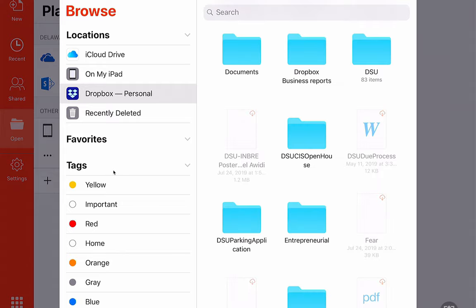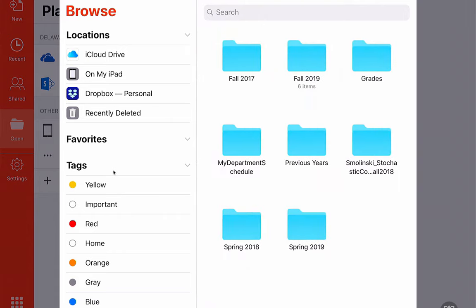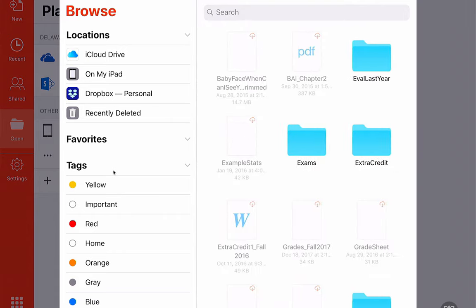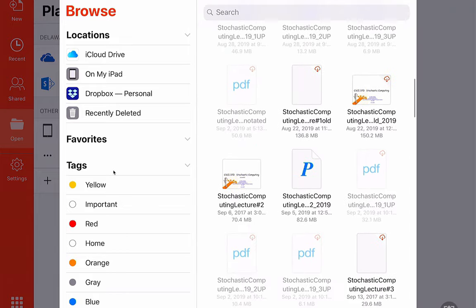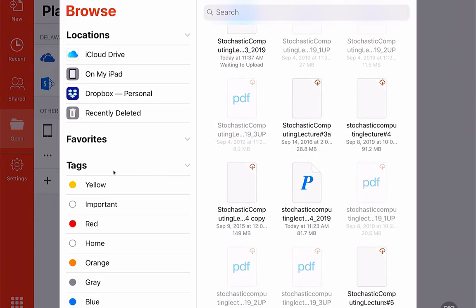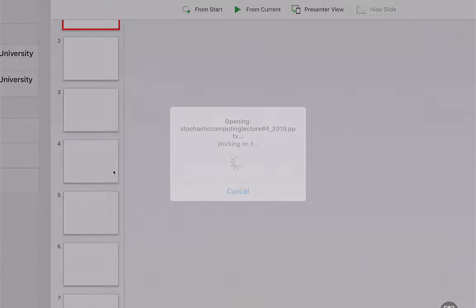Okay, Dropbox. Hopefully it doesn't make me reload. I think it might. That was three. Four. There we go. Make sure it's the right one.